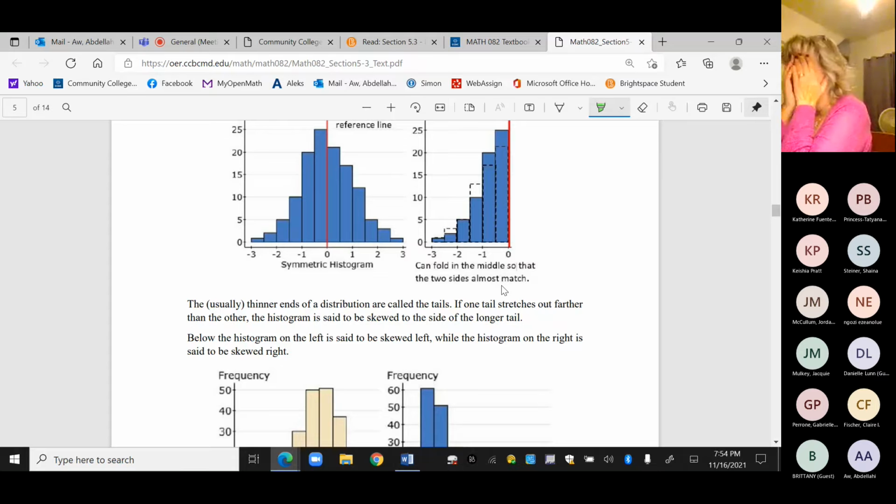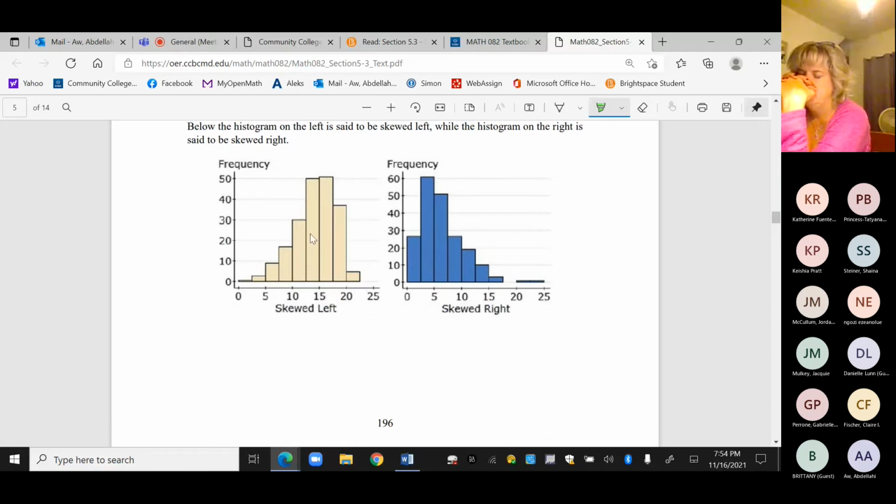It's not absolutely symmetric, right? Absolute symmetry means that when you fold them, they match exactly, bar by bar. But here, they don't match exactly, but they almost match. We call that a symmetric histogram. Again, this goes into trying to describe the histogram, trying to describe the data, right?